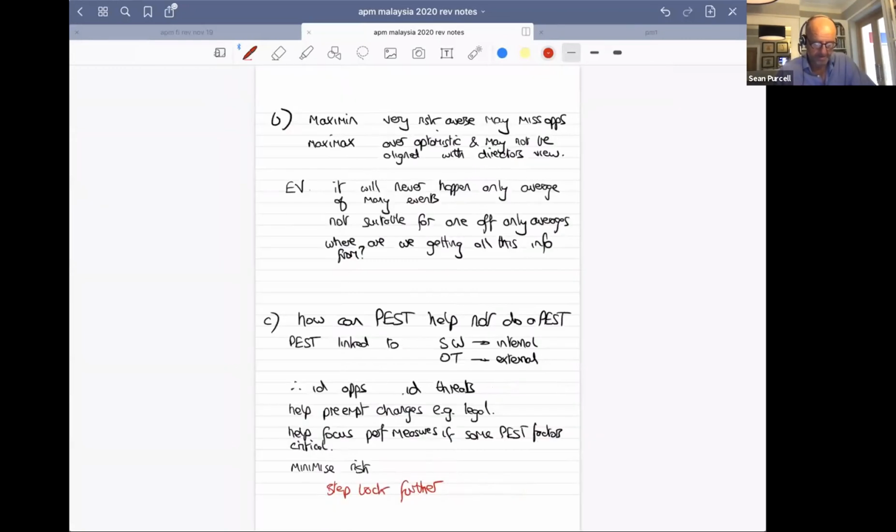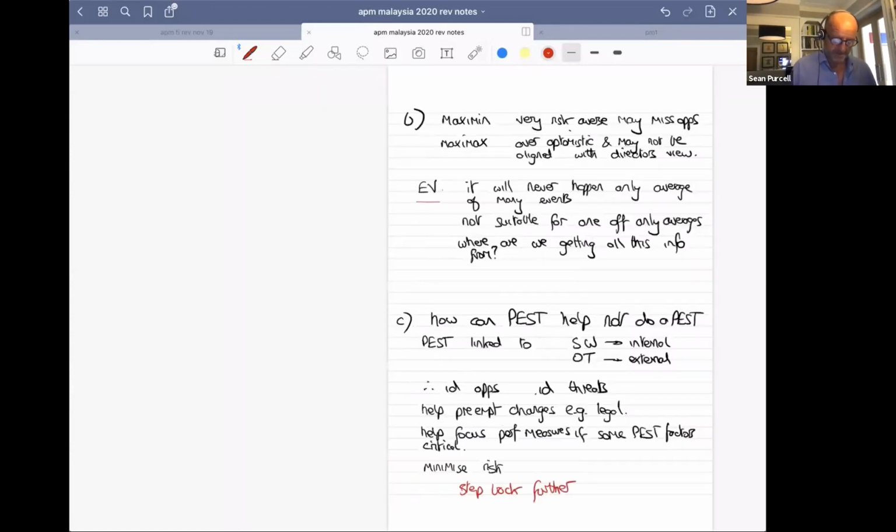So a little bit about maximin and maximax. And the thing about EV that you hopefully can get across is it will never happen. It's only an average of all the things that might happen. And it's not suitable for one-off decisions. It's only suitable if we're going to make that decision many, many times. And where we're getting all this information from, there's a lot of guesswork.